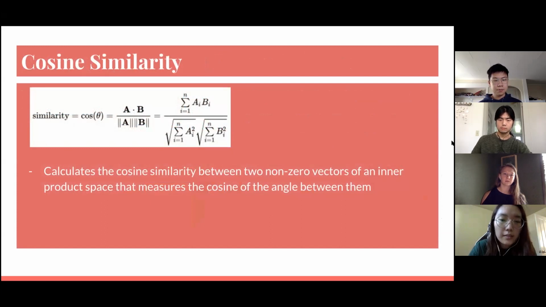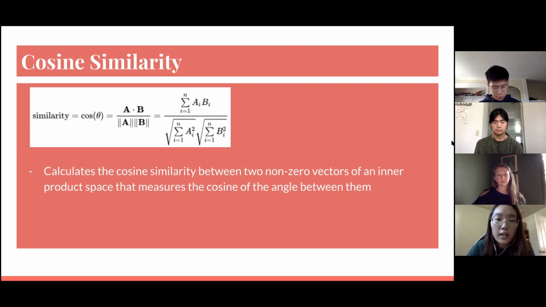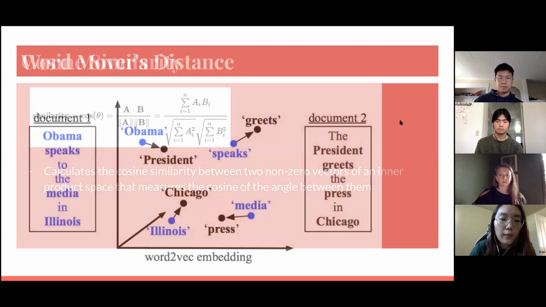So this is the formula that cosine similarity uses. It is a measure of similarity between two non-zero vectors of an inner product space that measures the cosine of the angle between them. For an angle of 0 degrees, the cosine is 1, and any angle between 0 and pi will give less than 1. We only compare the orientation of the vectors, and if two vectors have the same orientation, they will have a cosine similarity of 1.